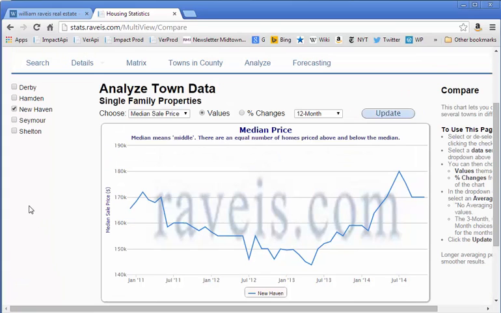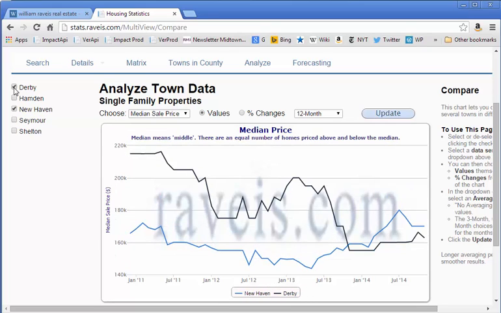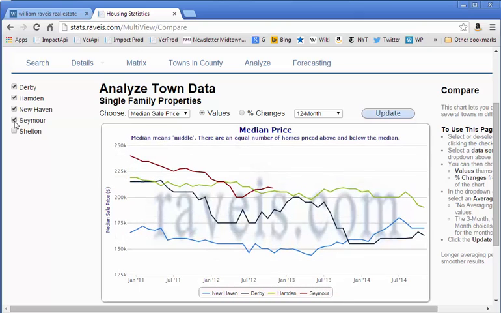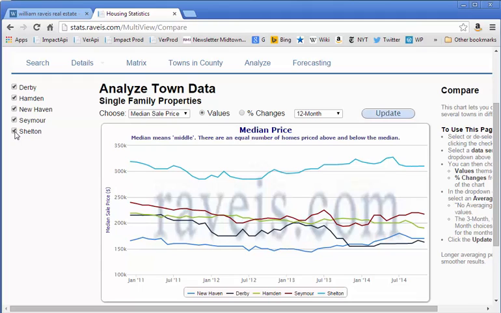And what we now want to do is see, okay, we can see how New Haven prices have moved. How have they moved in the other towns we may be interested in? We can see starting a few years ago, Derby started off higher and is now close to New Haven. Hamden started off even higher and has maintained its value pretty well. We'll look at Seymour, and then we'll look at Shelton. And as expected, Shelton's coming in higher and has really maintained its value pretty well. So this is showing the value of the median price, and suppose we want to see how that's trended over time.